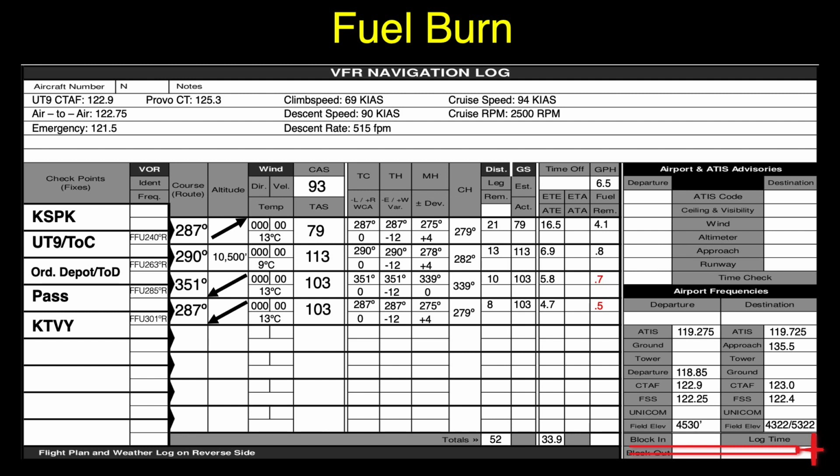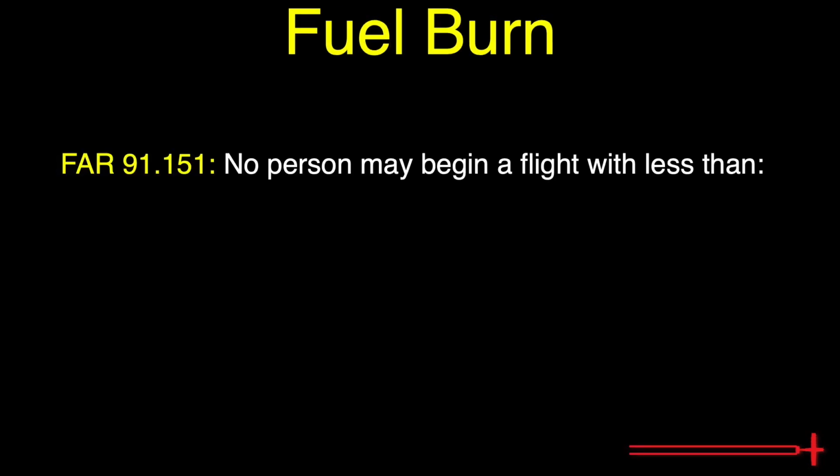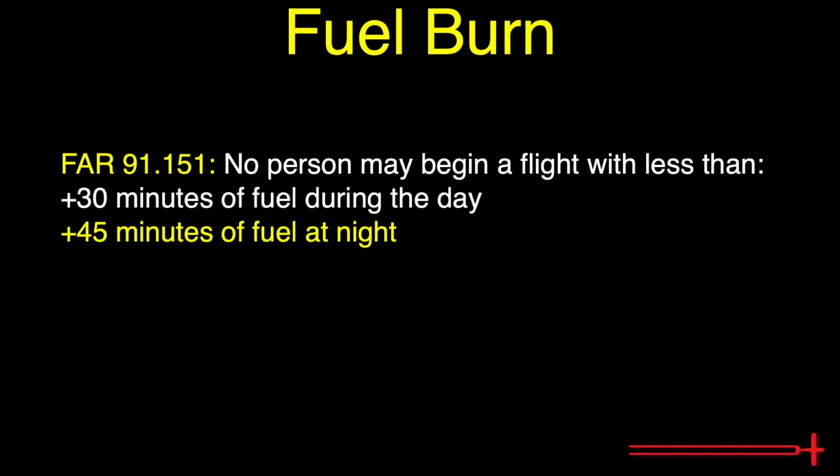Once we've found fuel burn for each leg, we can add these values up to find our total expected fuel burn. FAR 91.151 states that no person may begin a flight in an airplane under VFR conditions unless there is enough fuel to fly to the first point of intended landing and, assuming normal cruise speed, continue onward for 30 more minutes during the day and 45 at night. We can depart with an extra hour's worth of fuel just to be safe. It's never a bad idea to have a little extra in the tanks.